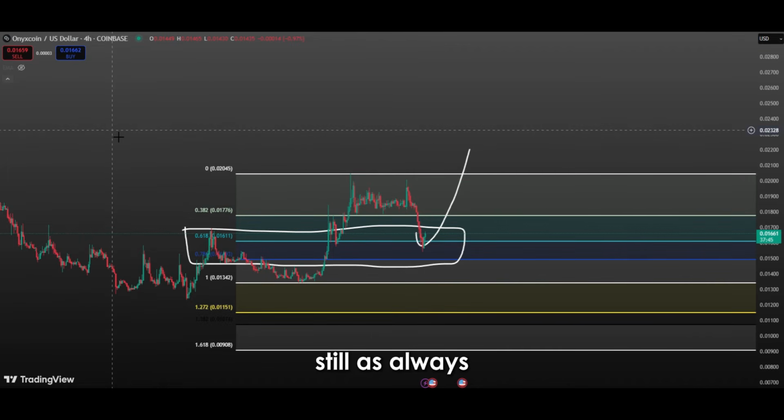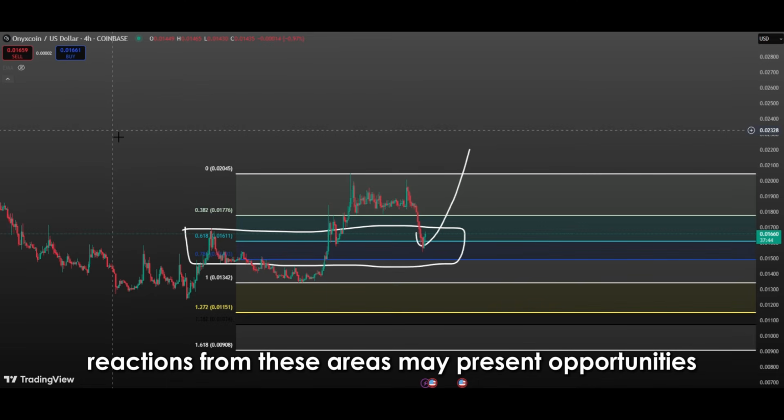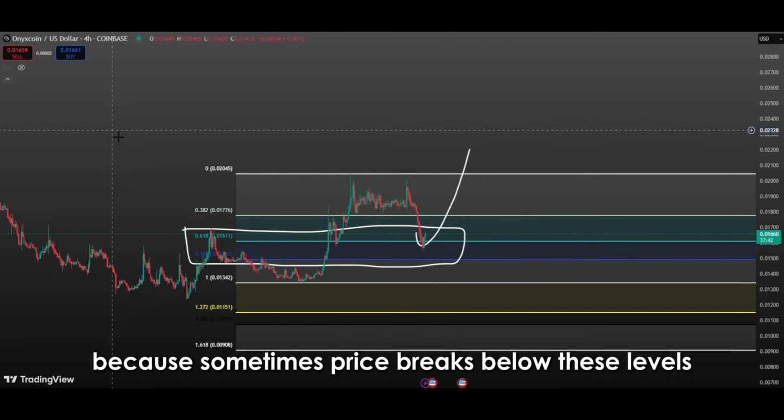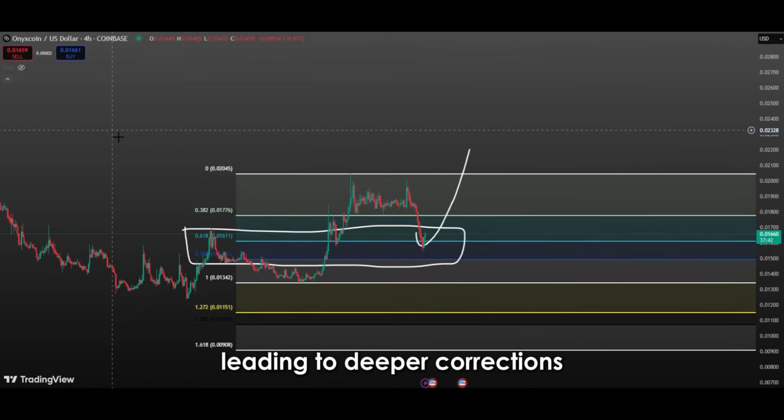Still, as always, these levels do not guarantee a reversal, rather they are considered zones where a reversal is more likely. That means reactions from these areas may present opportunities, but risk management measures like stop losses should also be in place, because sometimes price breaks below these levels, leading to deeper corrections. However, based on past data and the principles of technical analysis, these levels can be considered significant support areas.